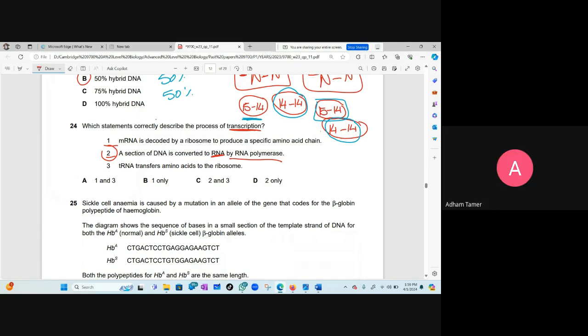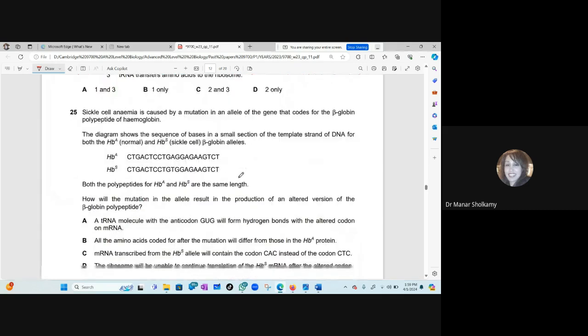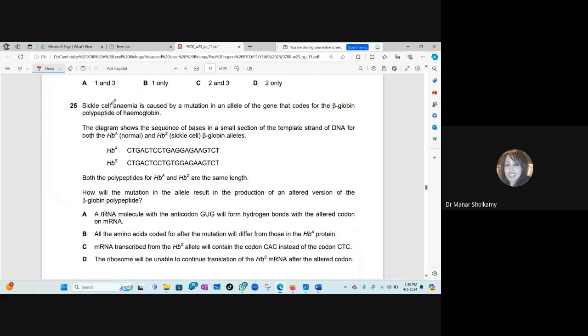Okay, Adam? You forgot. Transcription, I will make a copy on the messenger RNA. And the translation, this copy will go to the ribosome and will be translated into an amino acid sequence. You need to study. Okay, 25.